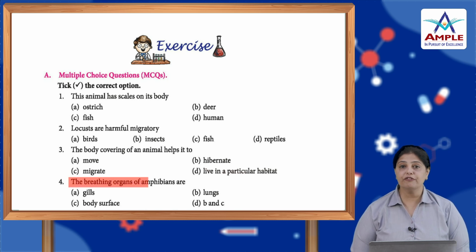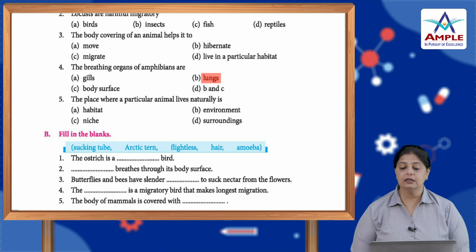The breathing organs of amphibians are gills, lungs, body surface or both lungs and body surface? It is both lungs and body surface. The place where a particular animal lives naturally is habitat, environment, niche or surroundings? It is habitat. Now, fill in the blanks. The ostrich is a dash bird. It is a flightless bird. It cannot fly.